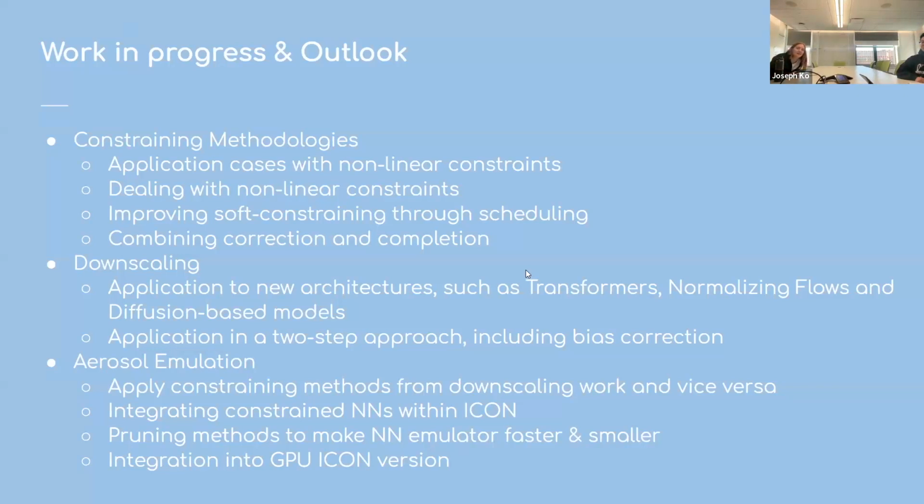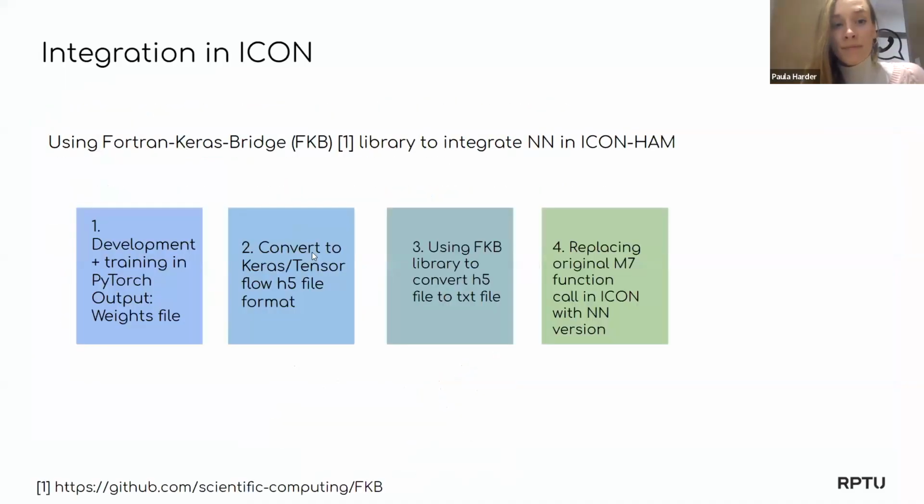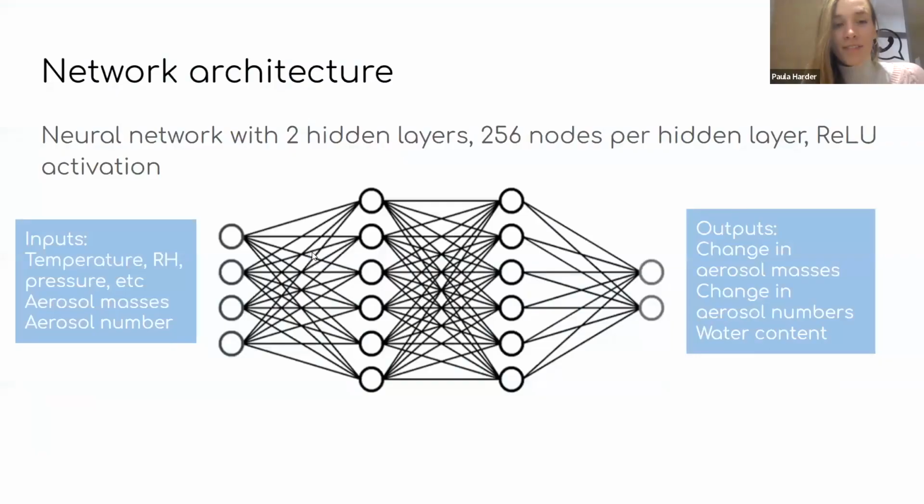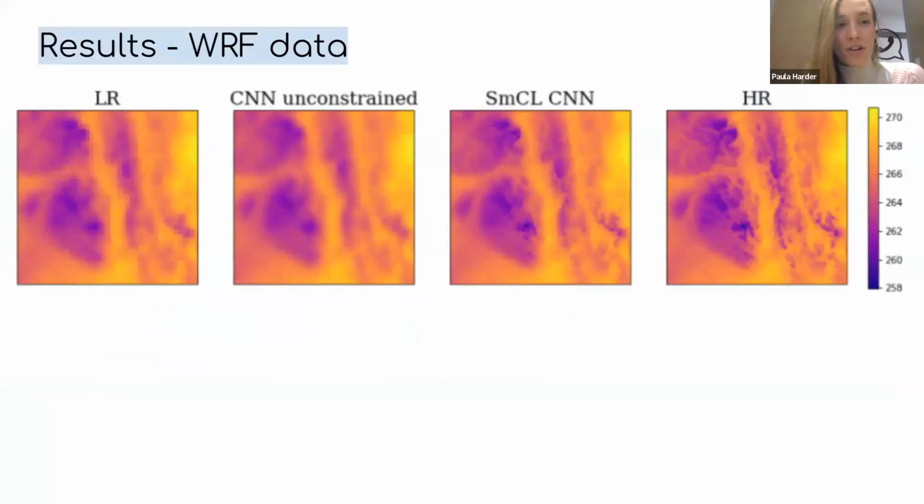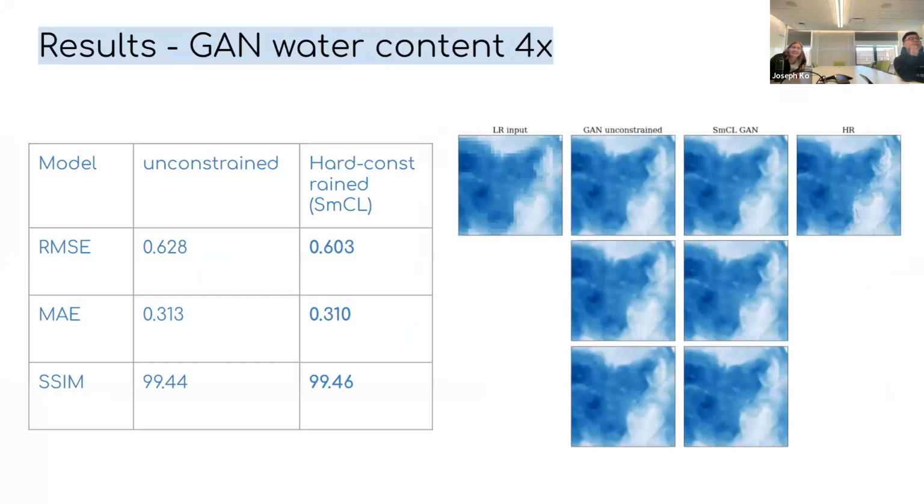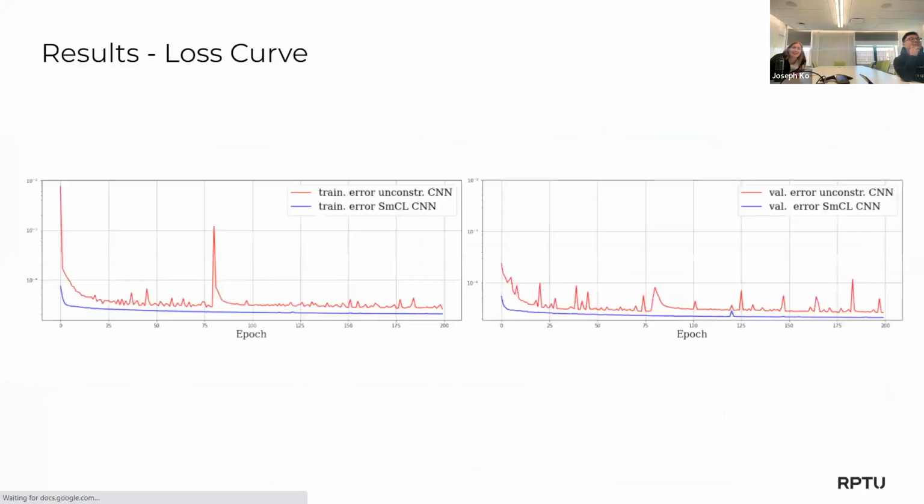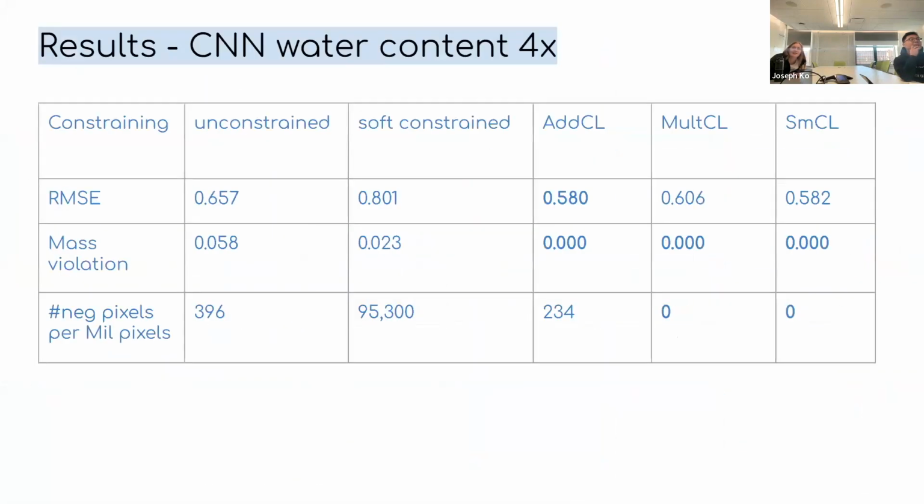I had a question about your first section of results, that table. Yeah, this one. Could you maybe walk through how the soft constraint is doing so much worse in terms of mass violation than the unconstrained?